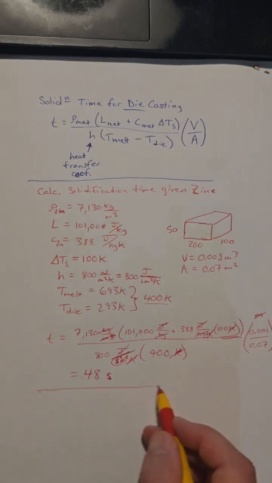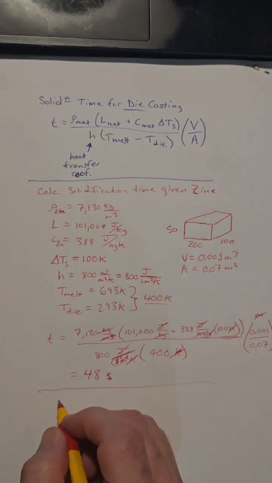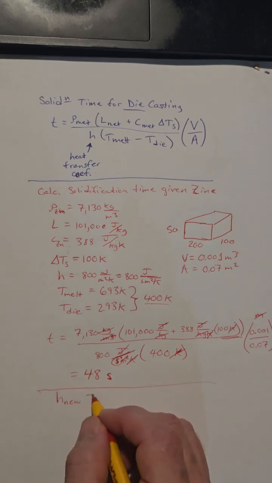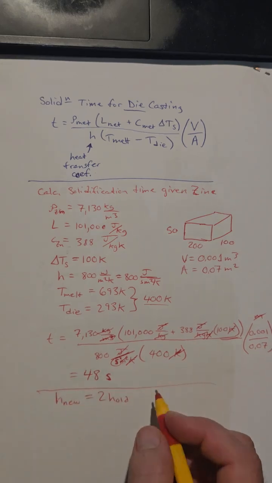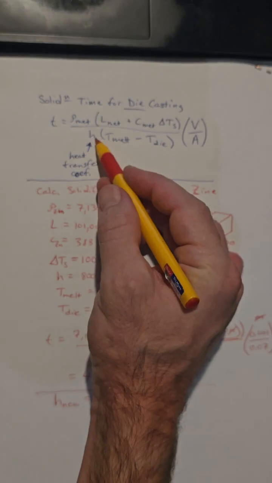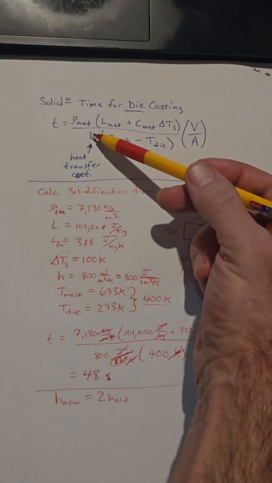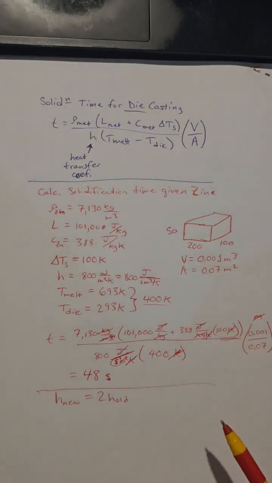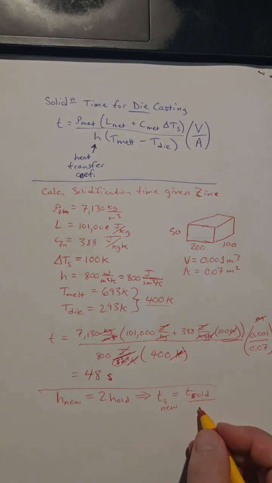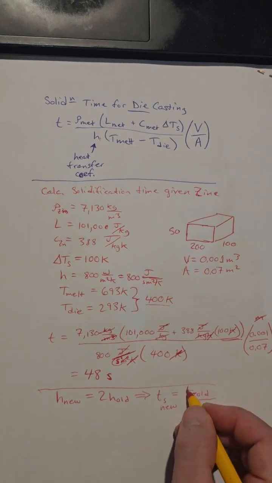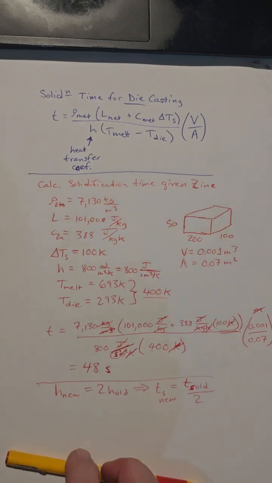Now here's a follow-on thought question. If you double the heat transfer coefficient, what is that going to do to the solidification time? The H is right here. So if I double this, it's going to reduce the solidification time by half. So the old solidification time, TS old, is going to be twice as much as the new solidification.